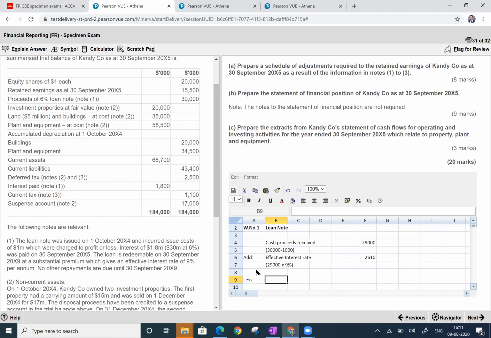Less interest paid. Interest paid will be based on the nominal value of 30,000 multiplied by the coupon interest rate of 6%. Since it is paid at the beginning of the year, you can take 6%. If it is issued in the middle of the year, you will have to multiply by 6 over 12, time proportionate. So interest, depreciation, etc. you have to time apportion. 1,800.